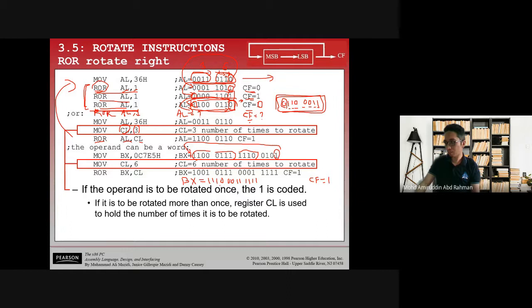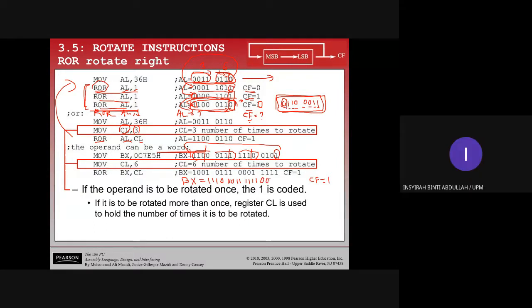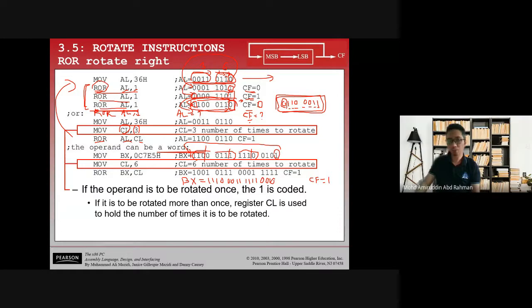You have 1110. Okay, it's correct. And then you have 0011. That's correct. And then you have 1111. That's correct. So the last one we have 0010. All right, good. For the next one, we are now in the ROR number 2.